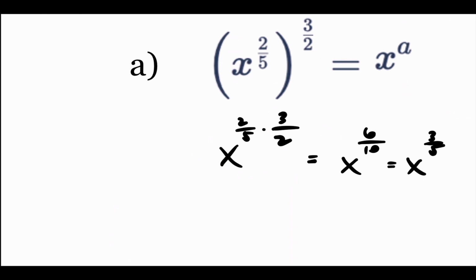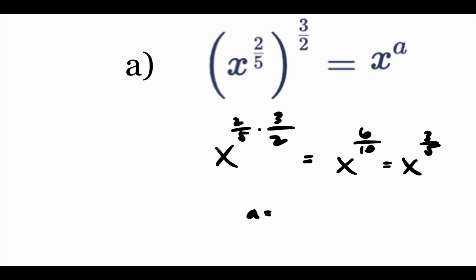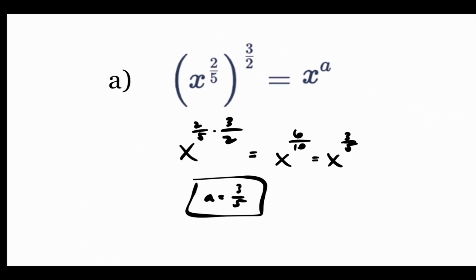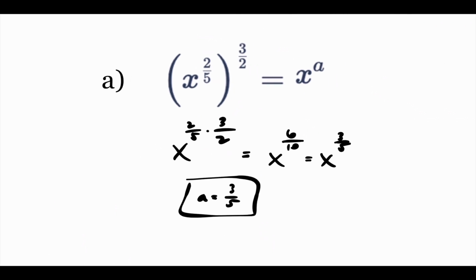So in the question, they said they wanted the power. They wanted a. A is the power. So if this was Delta Math, I would put a equals my power. That's all they wanted. They just wanted the power. X to the 3/5 is the answer, but they only wanted the power. That's why that a is there. Okay? So multiply. Power to a power. Rule 2 says multiply.